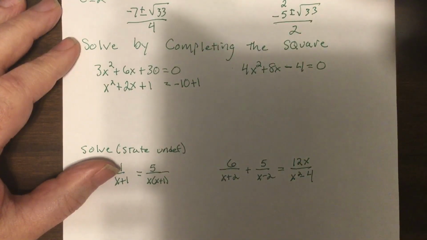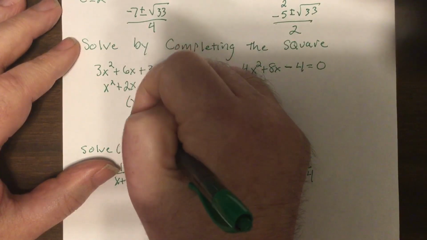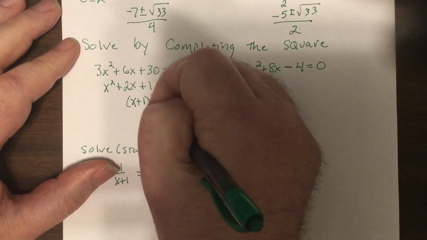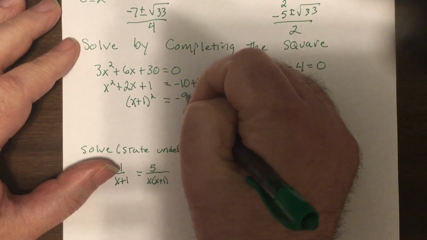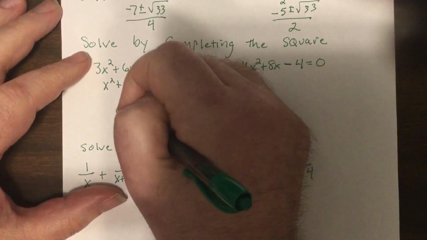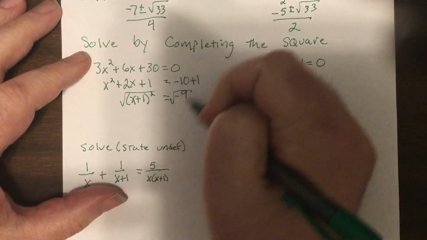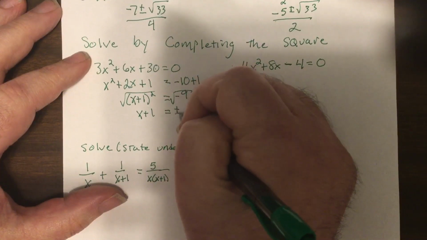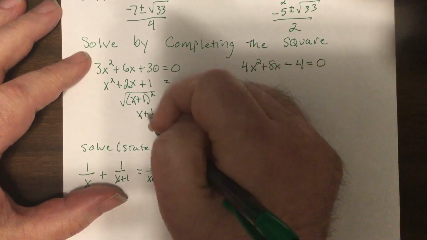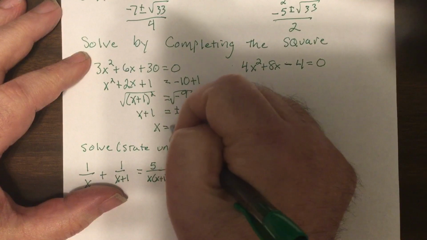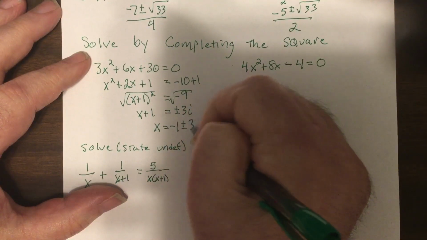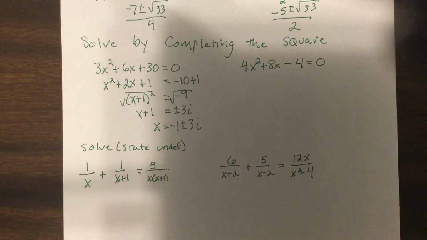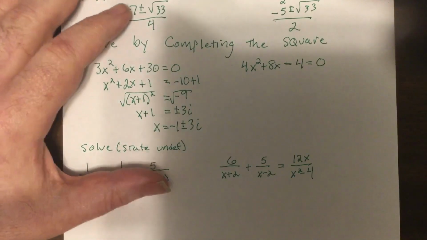That's the first mistake people make. So it's x plus 1 squared equals negative 9. Now I'm going to square root both sides. So it'd be x plus 1 equals plus or minus 3i. Subtract 1, x equals negative 1 plus or minus 3i. Ooh, complex numbers. Imaginary numbers.